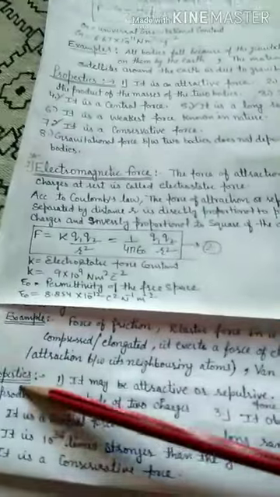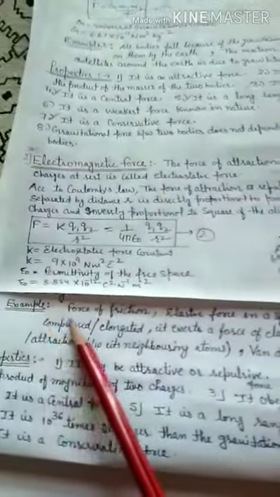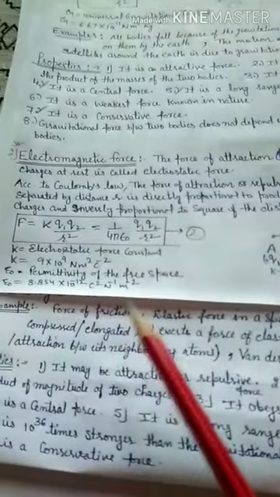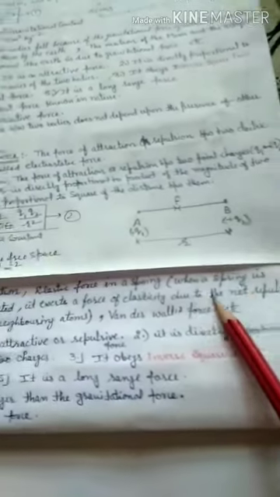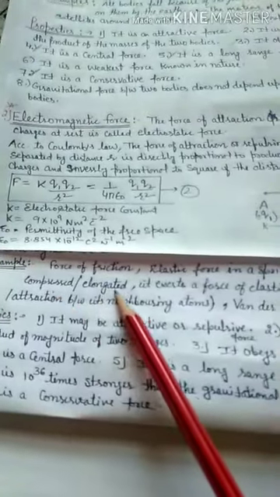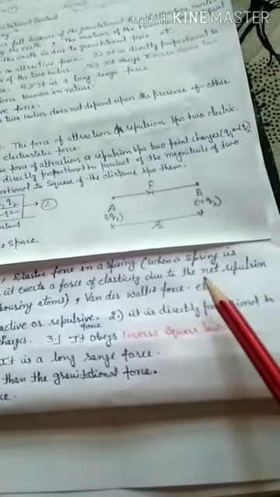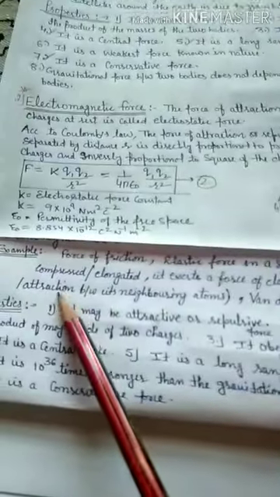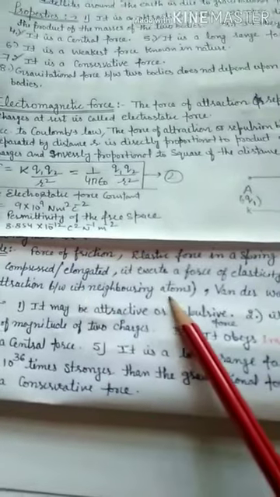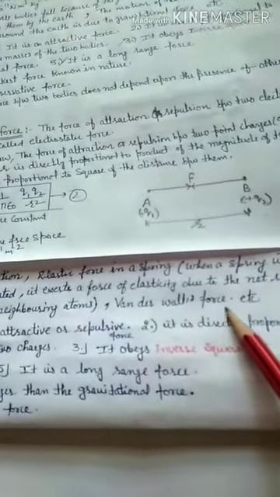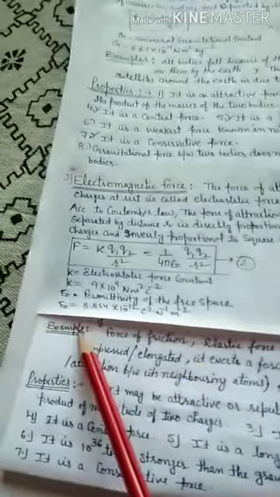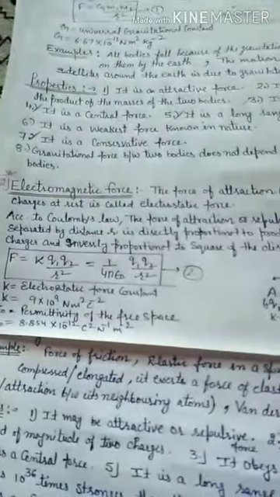Similarly, for electrostatic force or electromagnetic force, an example is force of friction. Force of friction is one example. Elastic force in a spring: when a spring is compressed or elongated, it exerts a force of elasticity due to net repulsion or attraction between its neighboring atoms, van der Waals force, etc. All are examples of electrostatic force. Clear हो गया? Electrostatic force.